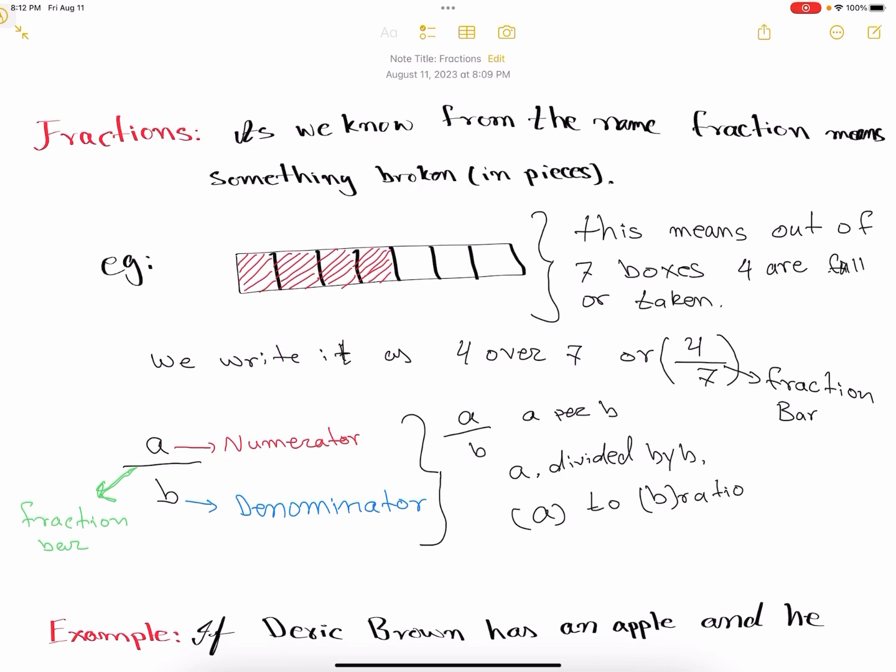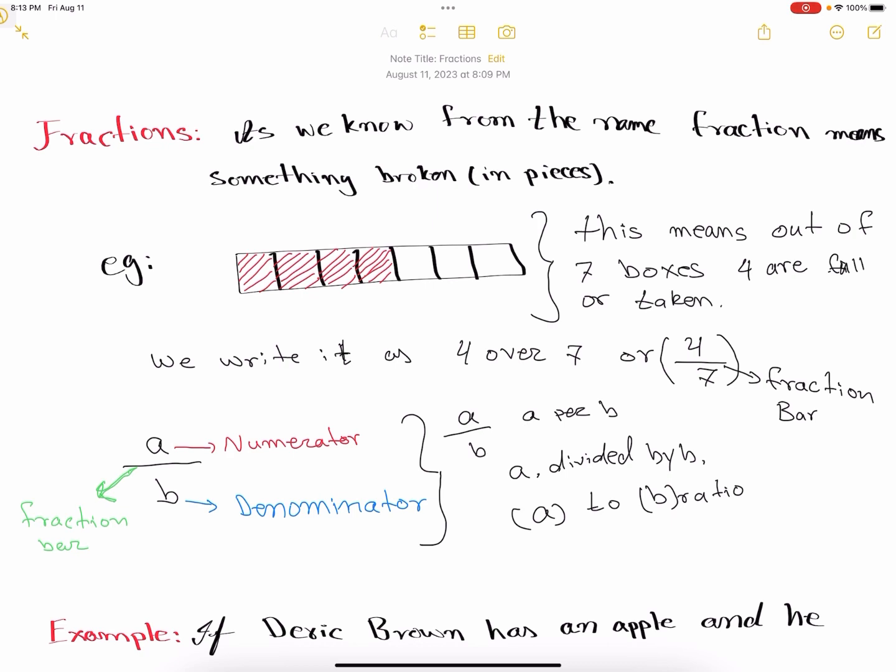In today's class, we'll be talking about fractions: what fractions are, where we use them, and how we do simple math applications with fractions. We'll talk about various things about fractions. So, let's do a simple definition here. Fractions, as we know from the name, means something that's broken into pieces.